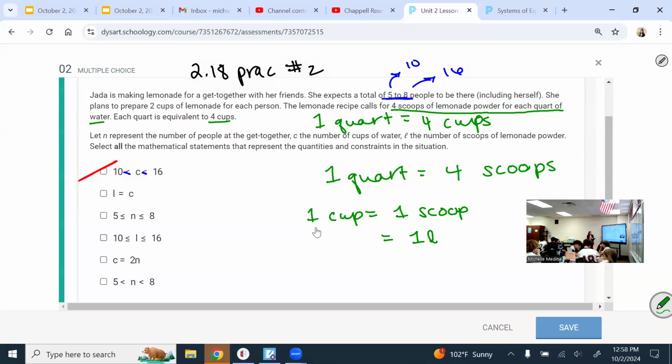And then 1 cup. C is the number of cups. So is that what this is saying? Essentially, so then I would pick that one, because when I do work it out, it is a 1-to-1 ratio.